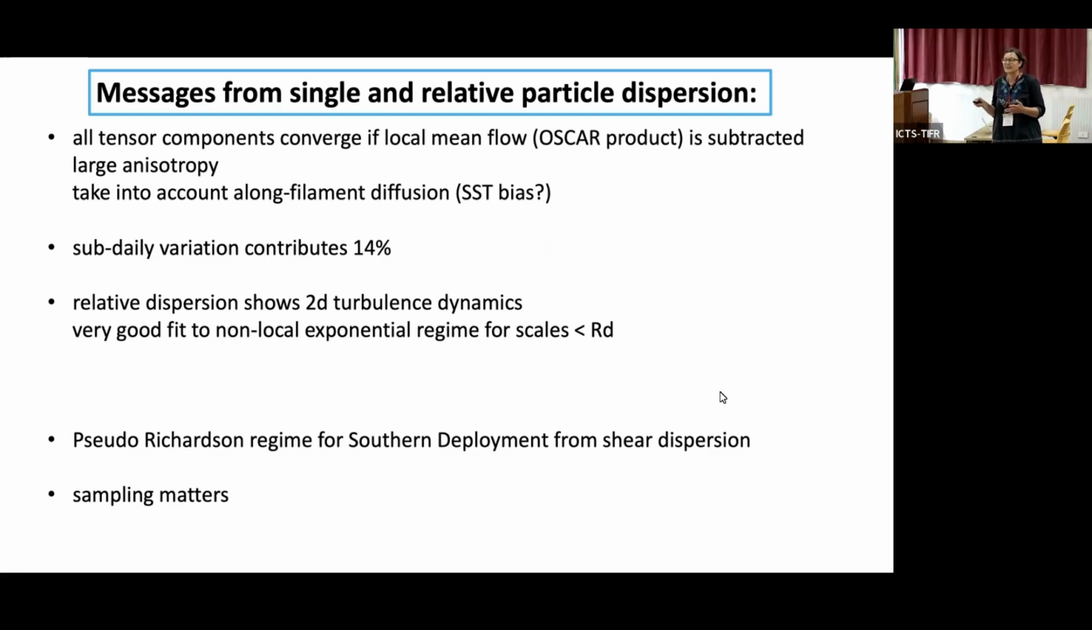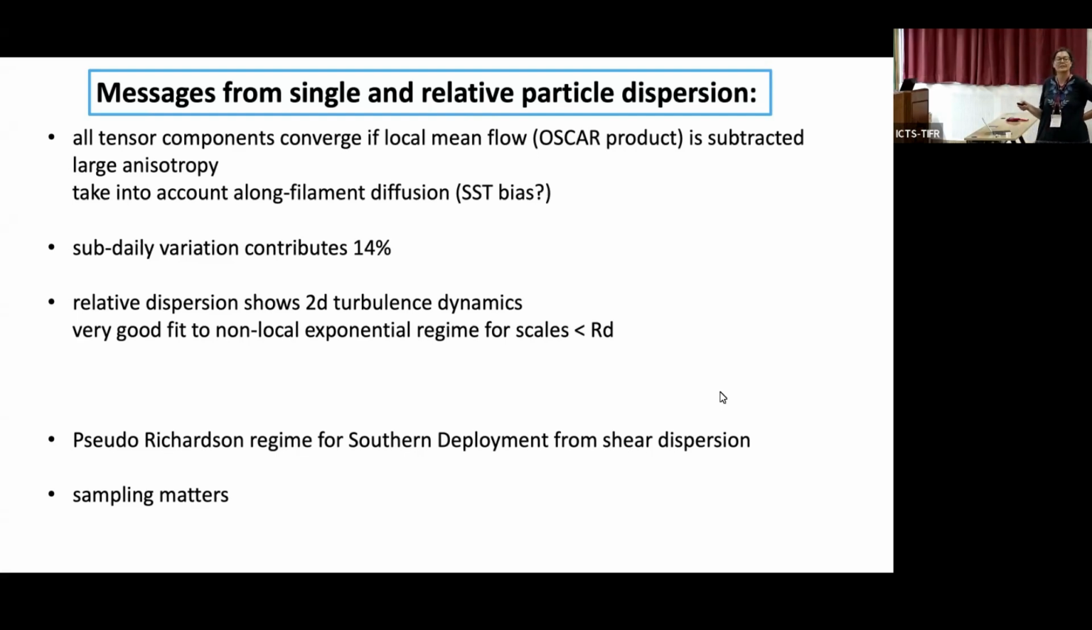The message so far from the particle dispersion is that all tensor components converge if the local mean flow is subtracted. There is a large anisotropy, and I think one should take into account the long filament diffusion. I think that could maybe eliminate some of this SST bias that we've been seeing. Sub-daily variation contributes 14%.